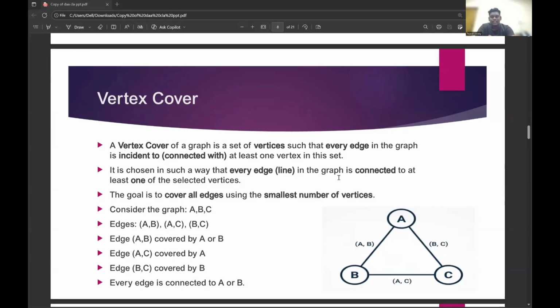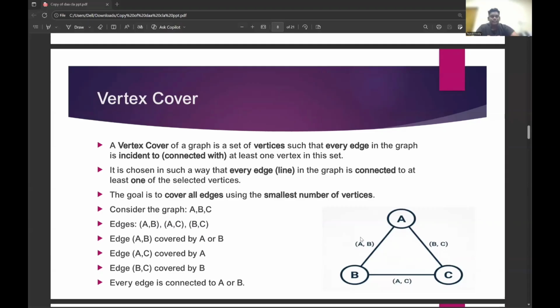For example, in the diagram, we have taken three vertices A, B, C. This edge is AB, this edge is AC, and this edge is BC. Here, this edge touches the vertices A and B. This edge was covered by A, and this edge was covered by B. So we can use A and B as the vertex cover so that all the edges are covered. So these two vertices can cover all the edges in the diagram.